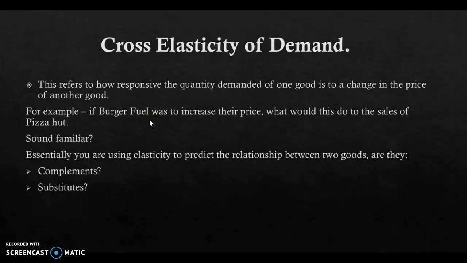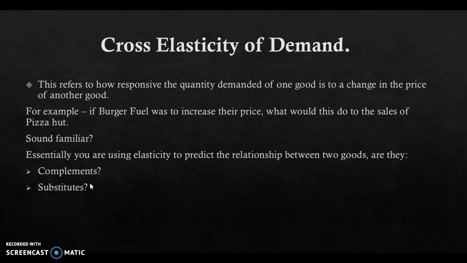I like Burger Fuel, and I'm really looking forward to next week when perhaps I can order some. So if they were to foolishly increase their price, what would happen to, not Pizza Hut, I wanted Hell Pizza. Why does it say Pizza Hut? It should be Hell Pizza. Anyway, you get my point. So basically, we're looking at whether they're a complement or a substitute.